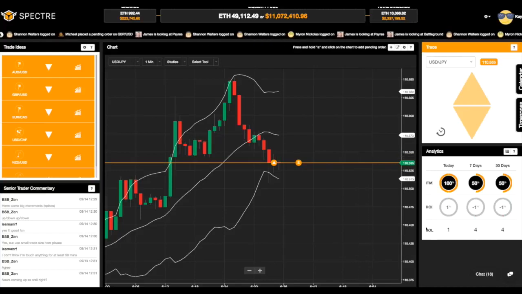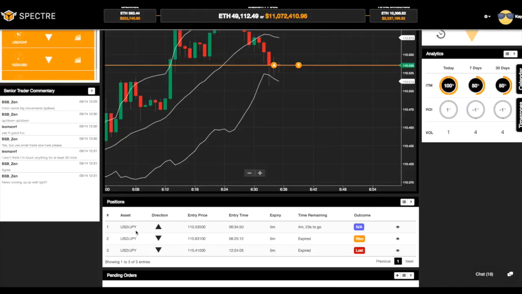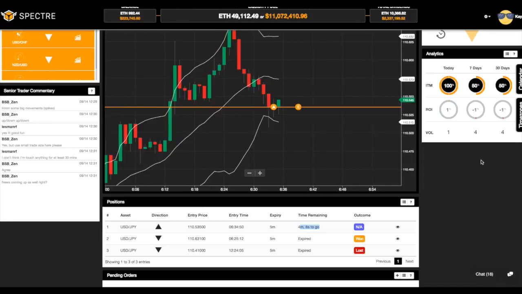And you can see here the amount of money I've allocated. It's a US dollar Japanese yen trade. The entry price was 110.535. That's verified on the chart. This was my entry time. The expiry is 5 minutes, and I have 4 minutes remaining to go. So far it's looking good.